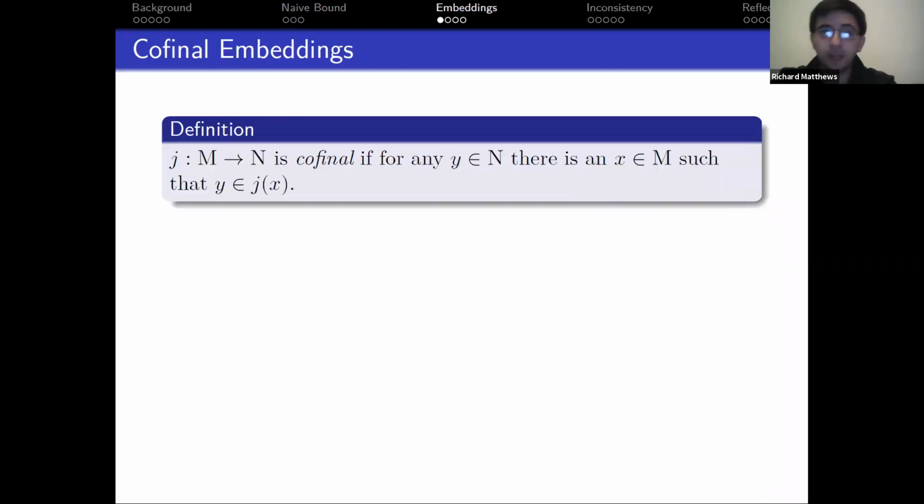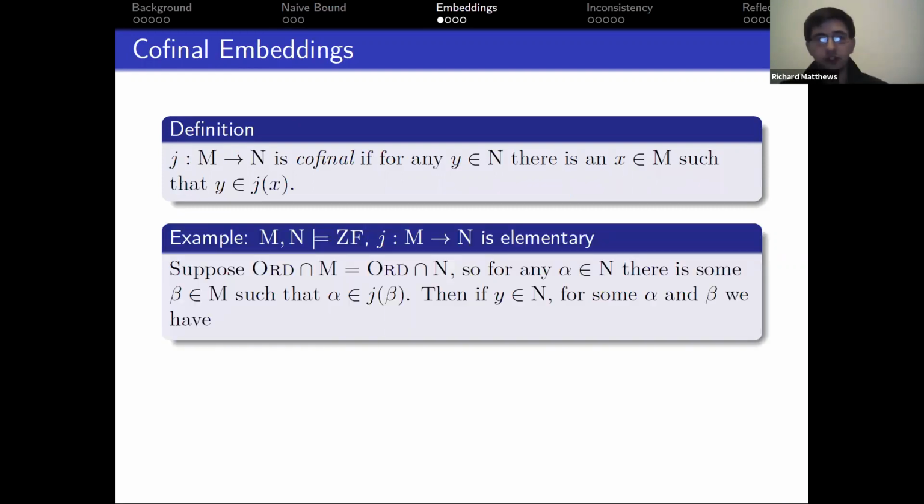One of the nicest properties is for an embedding to be cofinal. By this, I mean that any element in N, my range, is going to be covered by J of an element from my domain. So for any y in N, there is some x in M such that y is in J(x). To give an example of this, if M and N are both models of ZF, and J from M to N is an elementary embedding, and the ordinals of M are equal to the ordinals of N, then you can prove that the embedding is cofinal in the ordinals.